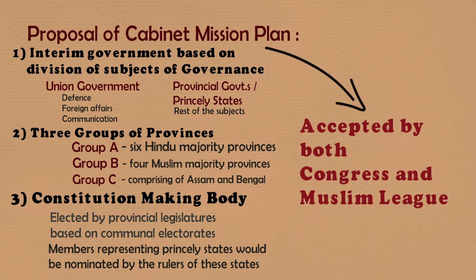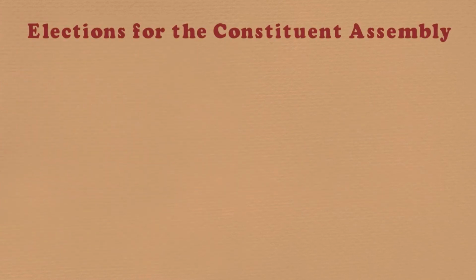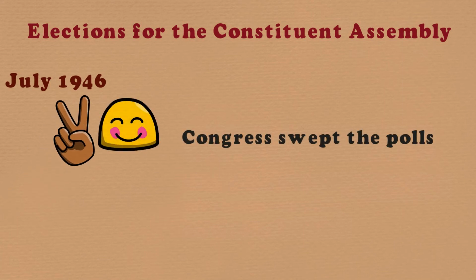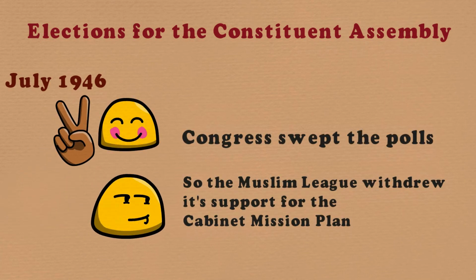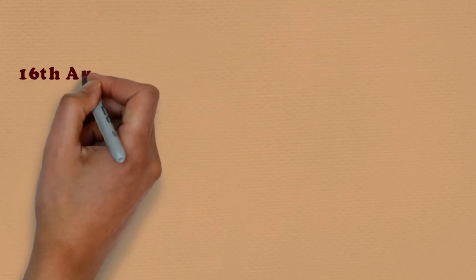Both the Congress and the Muslim League accepted the plan. The elections for the Constituent Assembly were held in July 1946. The Congress swept the polls. So the Muslim League withdrew its support for the Cabinet Mission Plan on 9 July 1946. The Muslim League declared that it would resort to direct action to win Pakistan. 16th August 1946 was observed as the direct action day by the Muslim League.